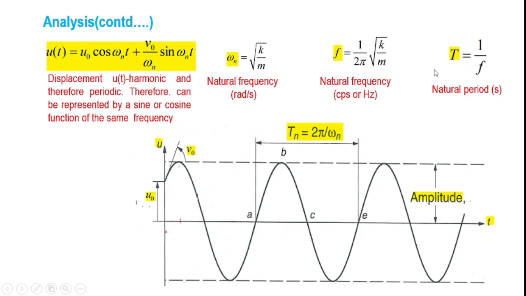Now, in order to make our explanations and the mathematical derivation much simpler, or to get a little bit deeper understanding, what I did is I have taken a very simple problem.